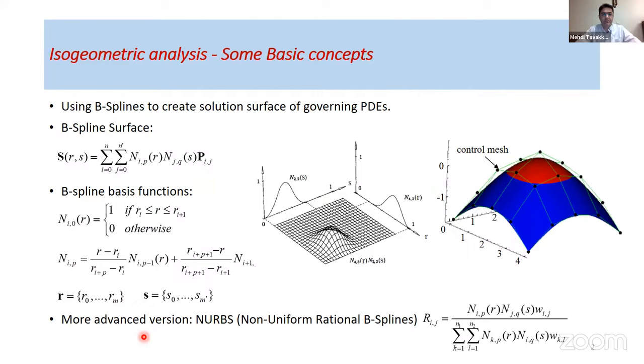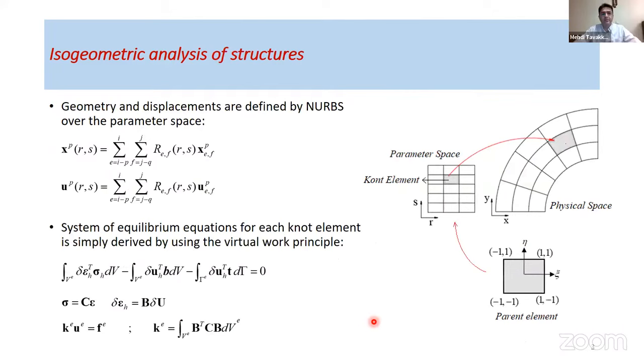More advanced versions of B-splines are called NURBS, which are weighted and also rational, as you see in this equation. In isogeometric analysis of structures, both geometry and displacements are defined by NURBS basis functions over the parameter space. x denotes geometry, and u describes the unknown displacement function, and both are defined or approximated by NURBS basis functions. Every span between two knot members, or entries of the knot vectors, is called a knot element.